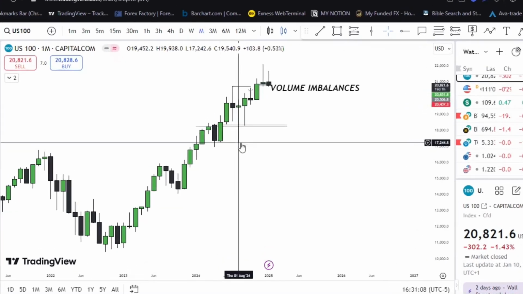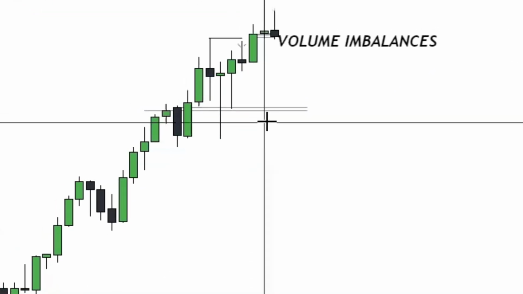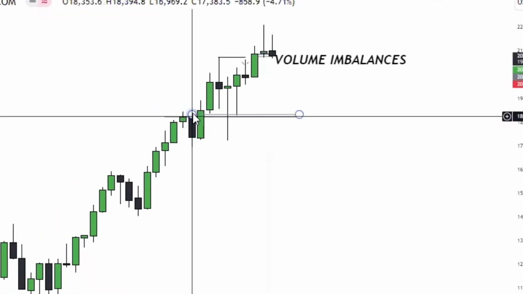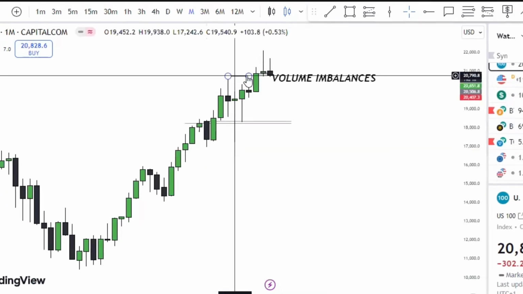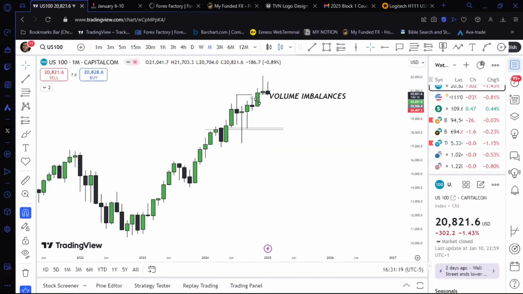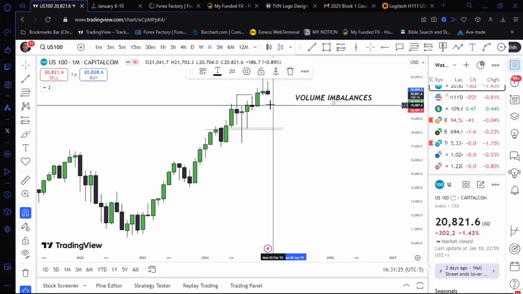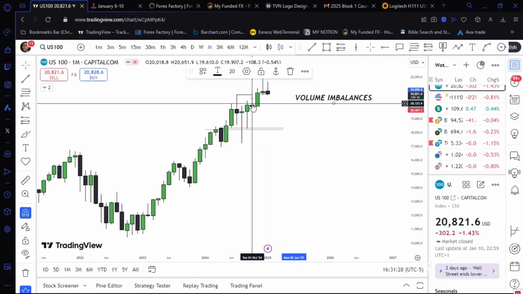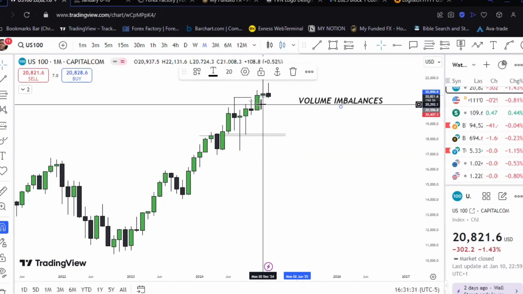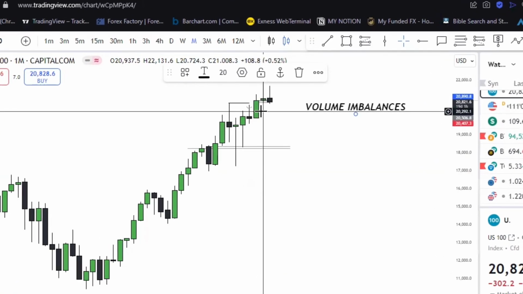So on the monthly, this is what we have. We have equal low somewhere here. We know that the volume imbalance is here on the 3 months. We know this is the order block. We're seeing a high that got purged. So we see a buy side liquidity run, right? This is the whole start of it. We have this high comes in at 20,651.9, and this low comes in at 20,724.3.